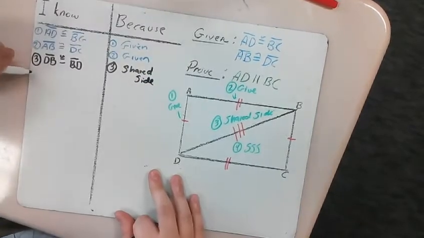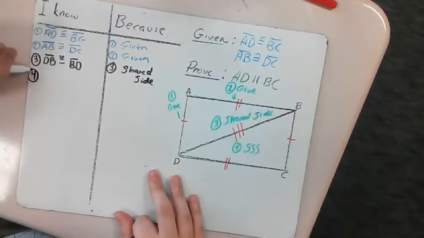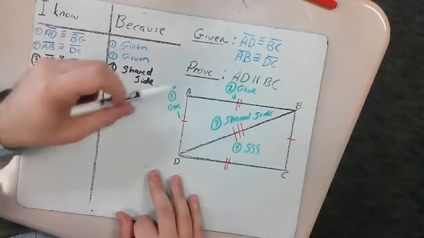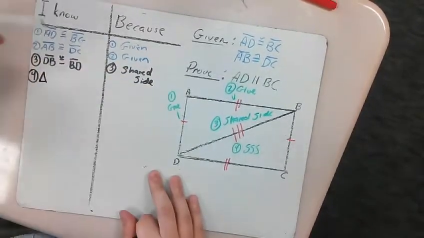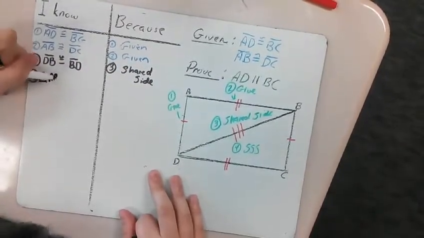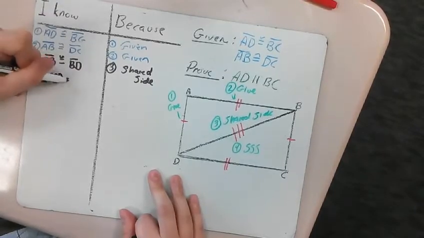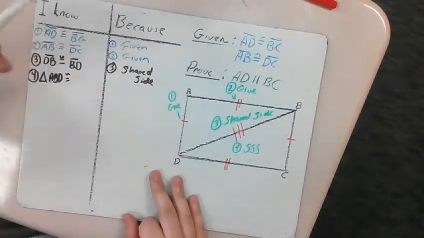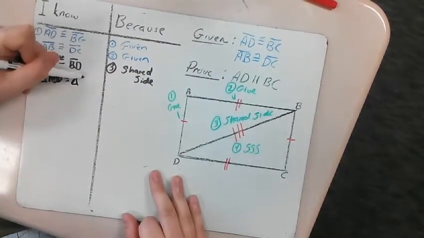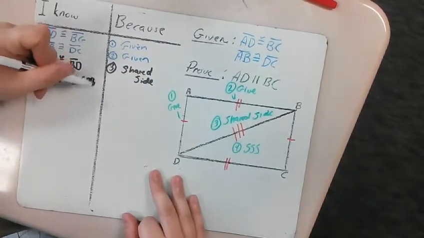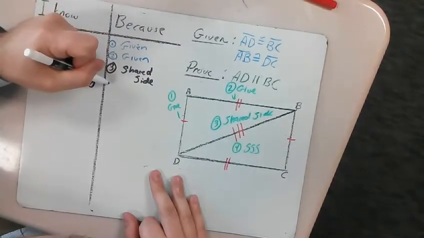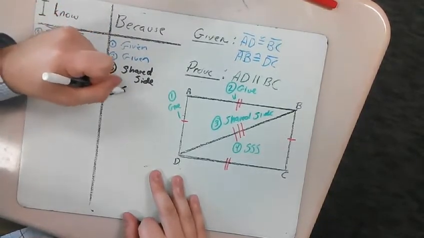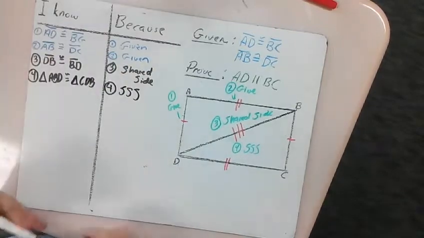Now, right, I could say triangle ABD is congruent to triangle CDB. I think that order is right. Okay, and we're going to say that occurs because of side, side, side.